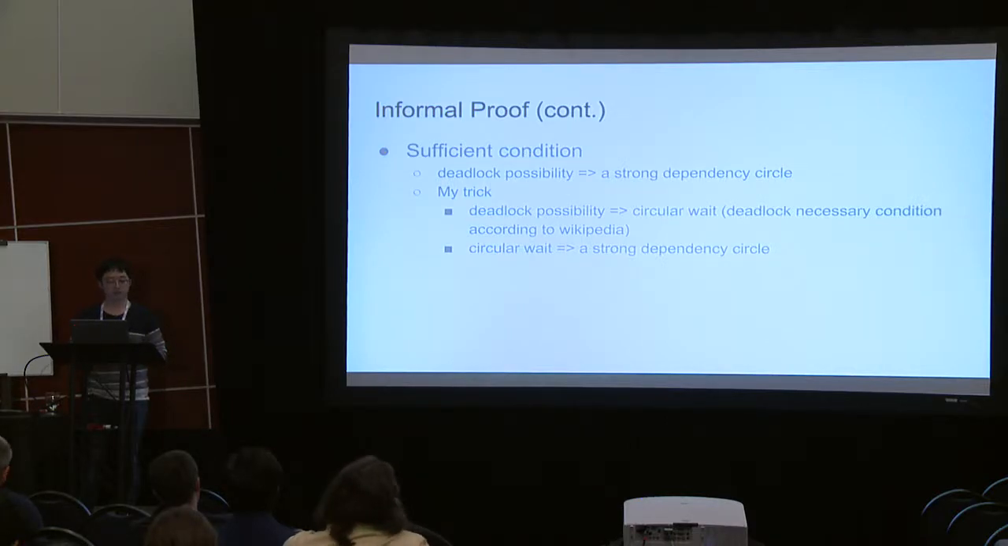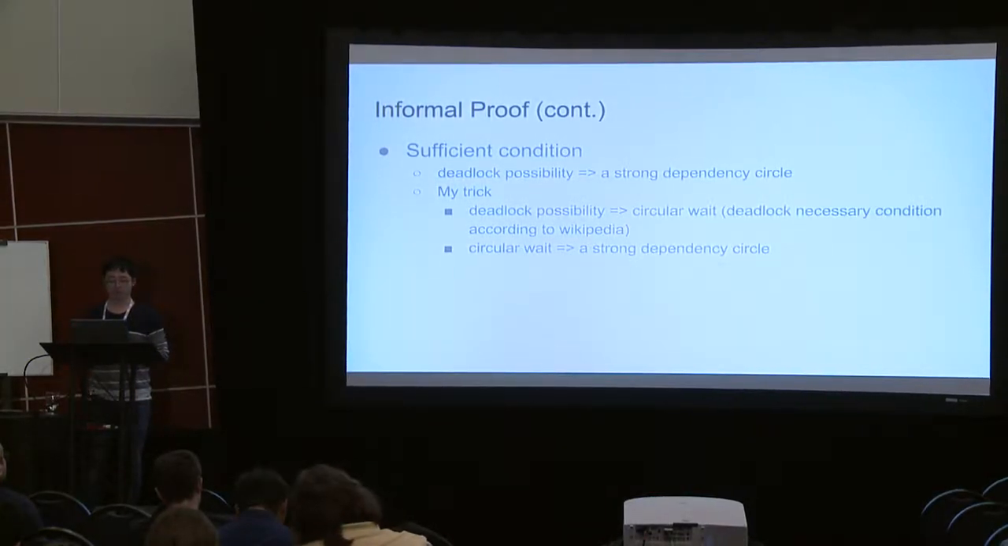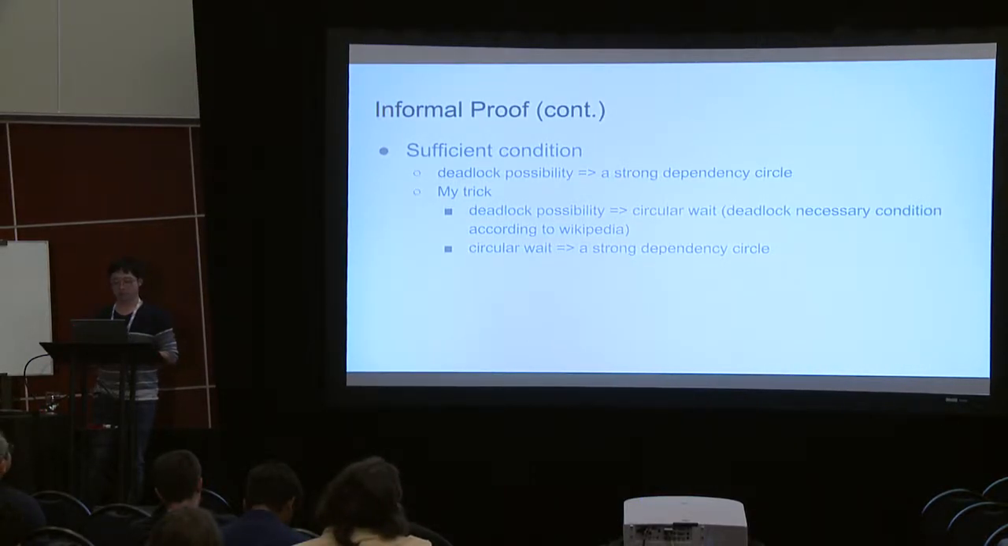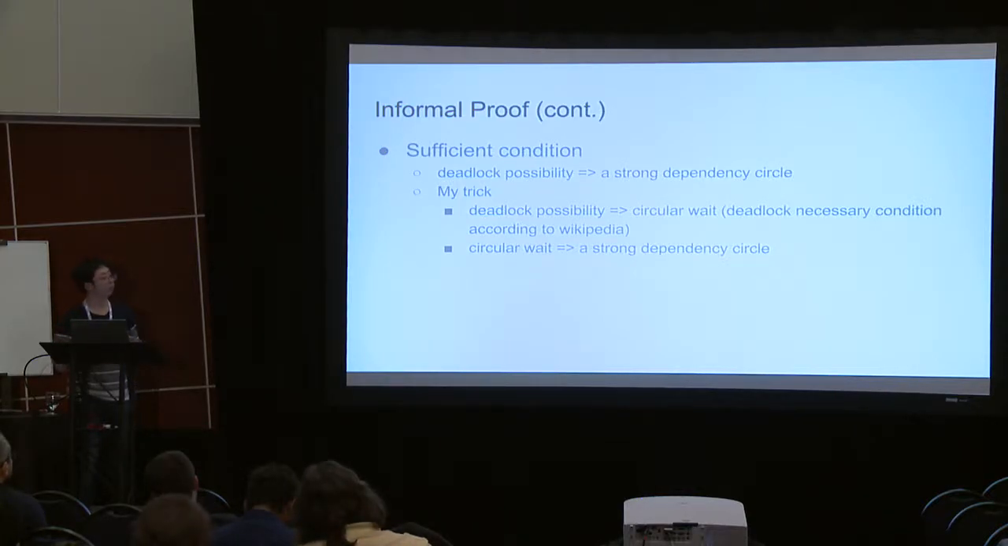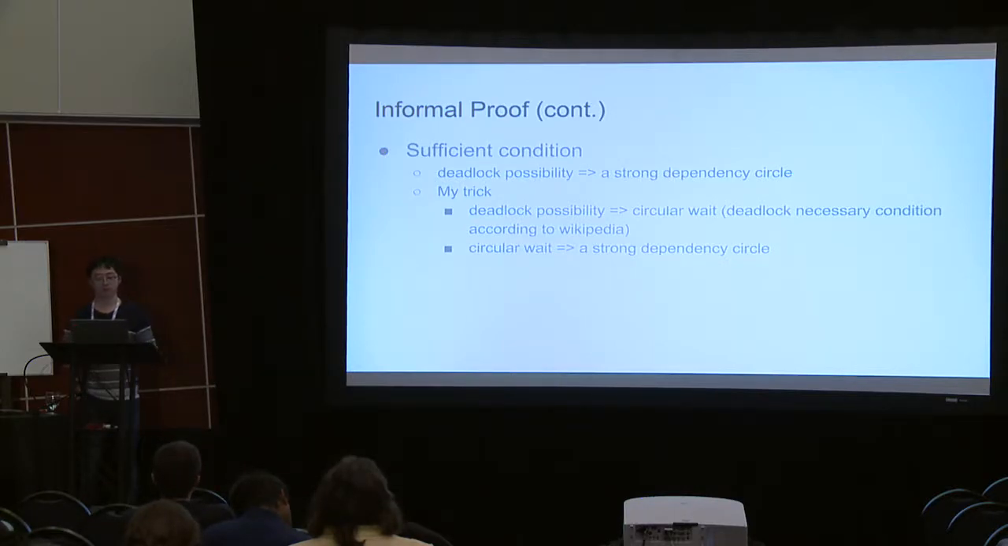That means if we have a deadlock possibility in our system, there must exist a strong dependency circle. This is actually how we prevent false positives, because it's a sufficient condition. There will be no case where the system doesn't have a deadlock possibility, but we find a strong dependency circle.